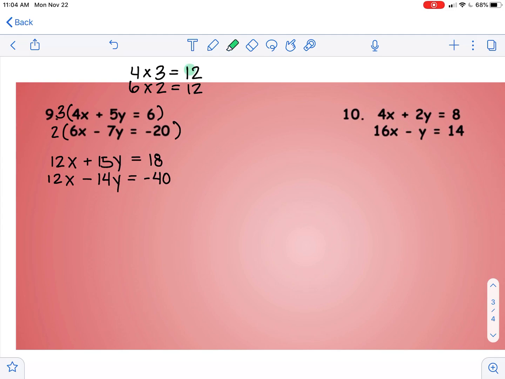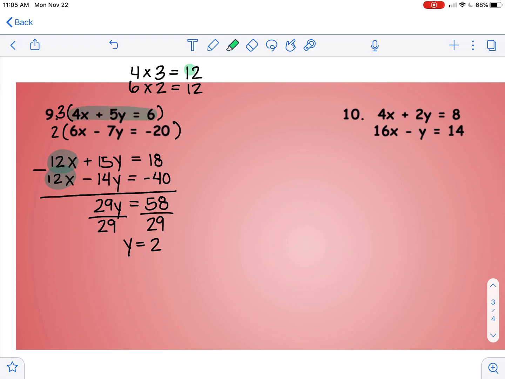So now I have 2 of the same term right here. So I'm going to subtract these 2 equations. And this is going to give me 12x minus 12x, which is 0. And then 15y minus negative 14y, which is going to give me 29y. And then 18 minus negative 40, which is going to give me a positive 58. So from here, I'm going to divide by 29 on both sides, and I'm going to get y is equal to 2.